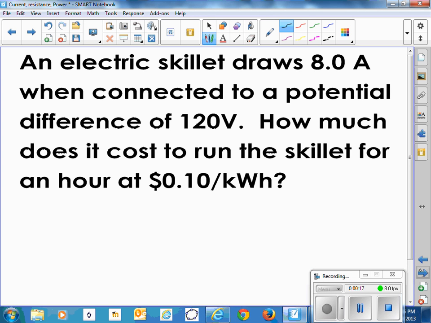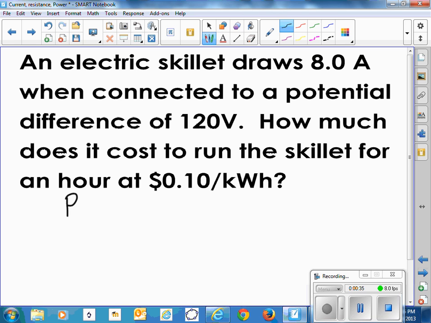So let's say an electric skillet draws 8 amps when connected to a potential difference of 120 volts. How much does it cost to run the skillet for an hour at 10 cents per kilowatt hour? So that would be 10 cents per 1,000 watts for an hour.